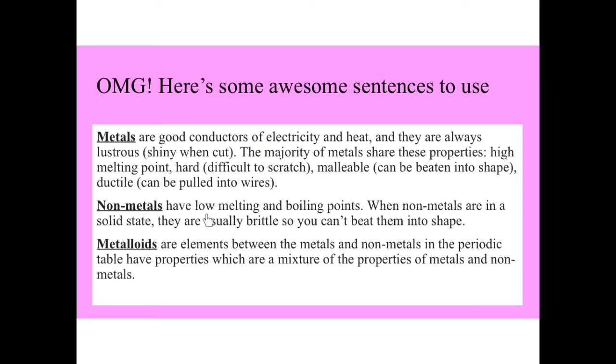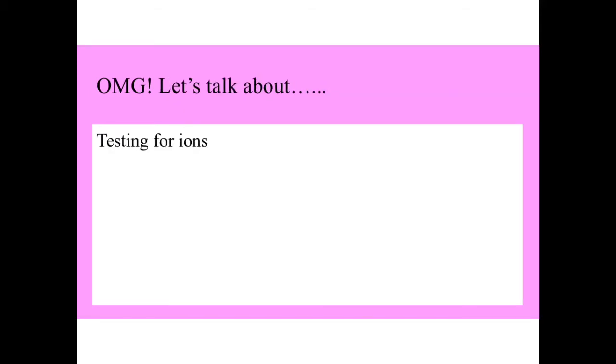Non-metals, on the other hand, have low melting and boiling points. When non-metals are in the solid state, they're usually brittle, so they can't be bent into shape, they'll just break. Metalloids are elements between metals and non-metals in the periodic table and have properties which are a mixture of both metals and non-metals.